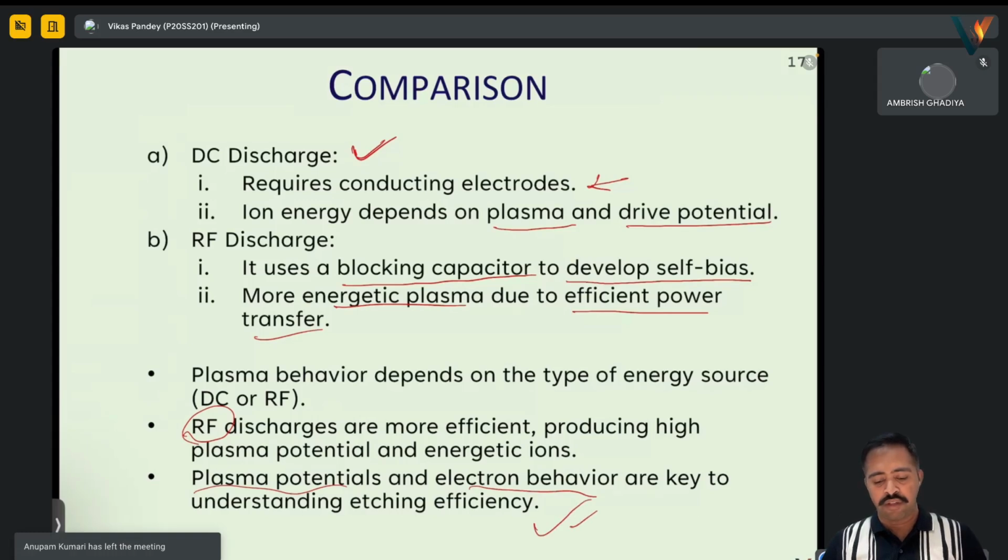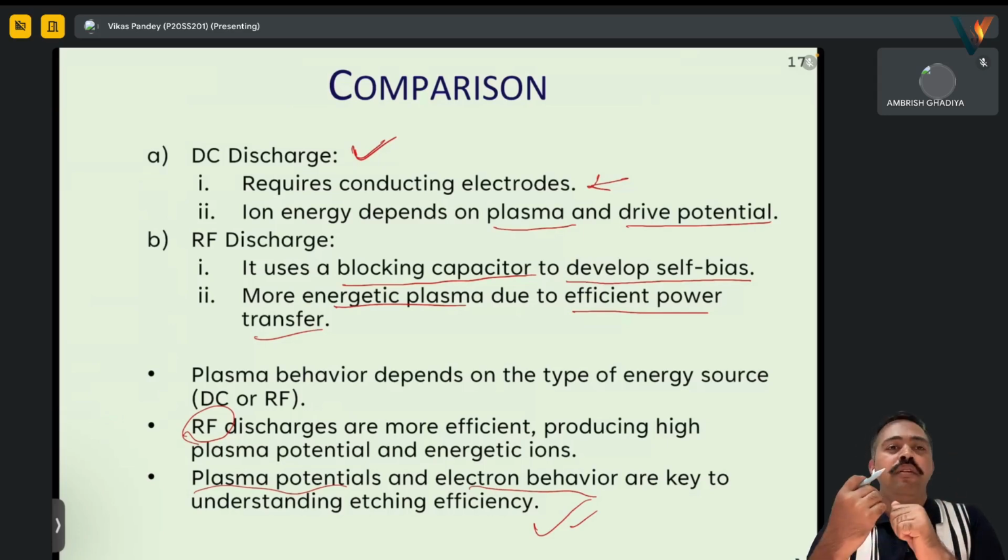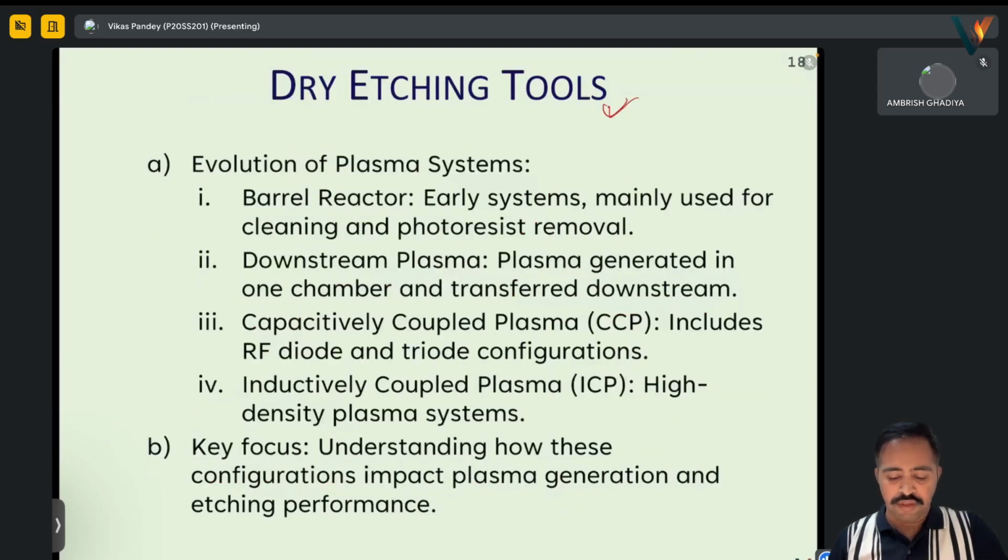Okay, so we have understood that plasma is there. Plasma response is what we have been using in case of CVD, we have been seeing in case of PVD, but here we saw that plasma is important. But how will we utilize this plasma for dry etching? Okay, so dry etching or the plasma systems evolved over a period of time.